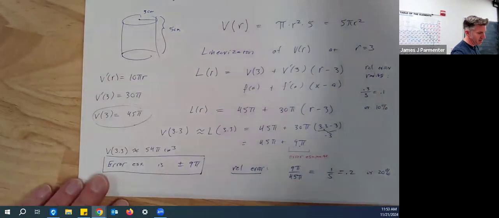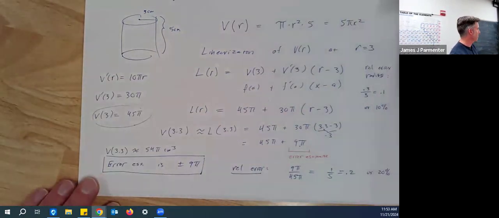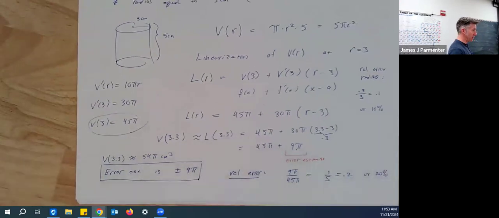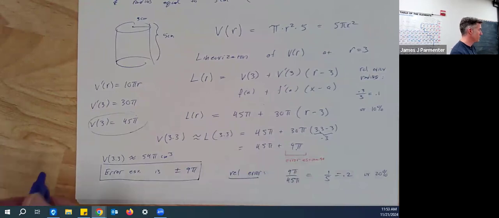Hopefully that helped make it clearer and not more confusing. But that's kind of the idea with relative error versus absolute error. Absolute error is just the raw number. Relative error is that raw number divided by the actual value of the thing you're trying to measure. And then percent error is taking that decimal and multiplying it by 100 to make it a percentage.